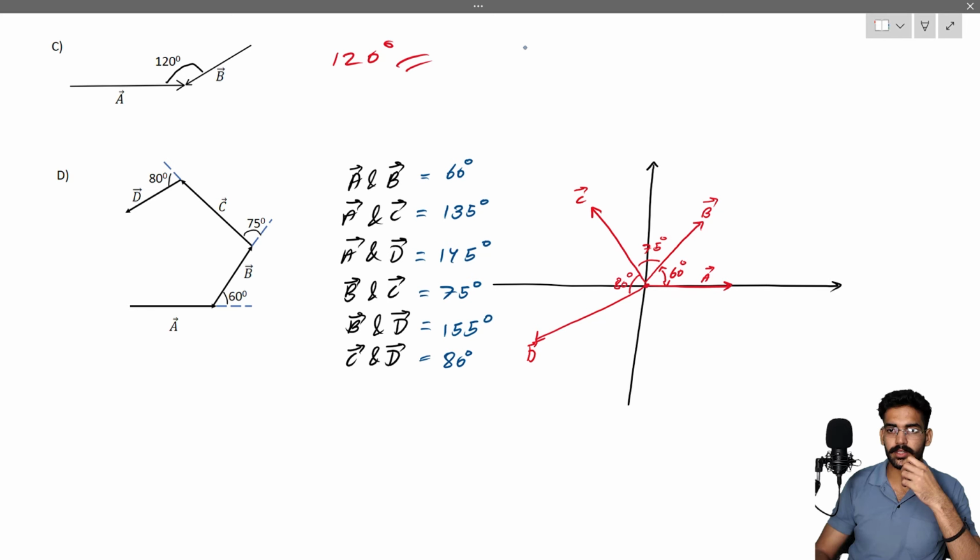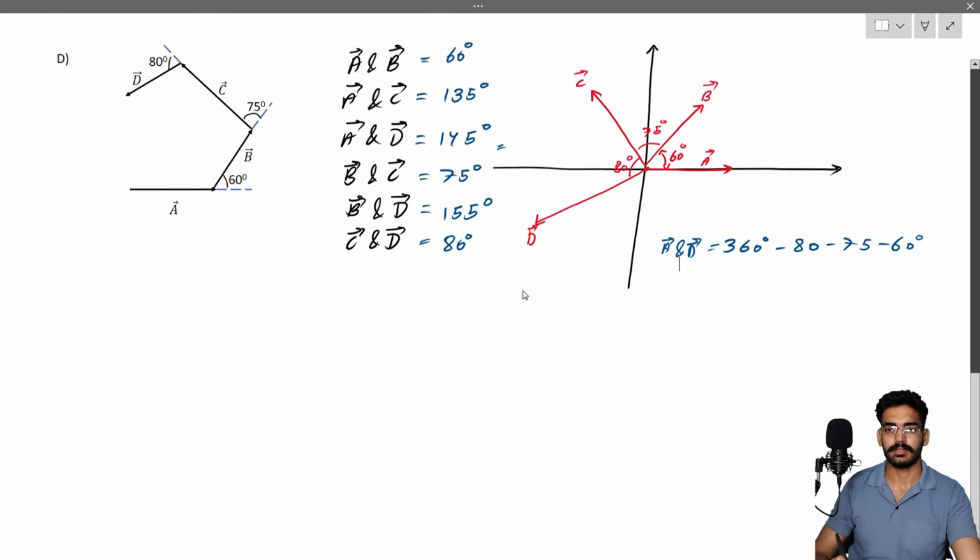So we can try A and D. If I take it from this side, what will it be? 60 plus 75 plus 80. But I think this will be bigger. So what I will take is 360 degrees minus 80 minus 75 minus 60. From the other side I have gone directly from A to D, so this will come between A and D. This comes to 145, the lesser one. If you go the other side, it will come to 180 plus 35, which is bigger. So that's why you will go for this one. I hope this is clear. Thank you for this video.